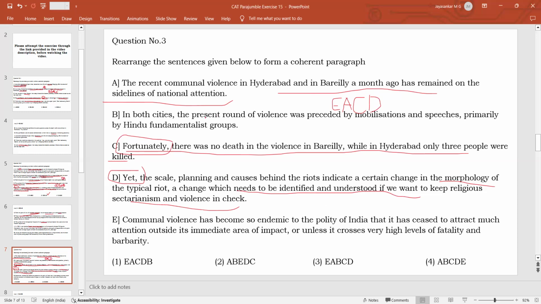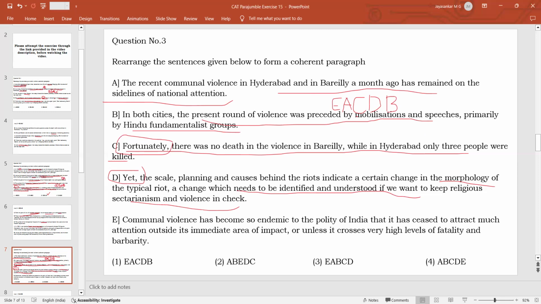And this becomes the last sentence because how the morphology is changing is demonstrated here. So the present round of violence was preceded by mobilizations and speeches, primarily by Hindu fundamentalist groups. So this becomes a proper sequence because the purpose of the passage is not to talk about the specific violence in Hyderabad and Bareilly, but to highlight the fact that the nature of the violence, or the process by which communal violence is conducted in India, is changing.